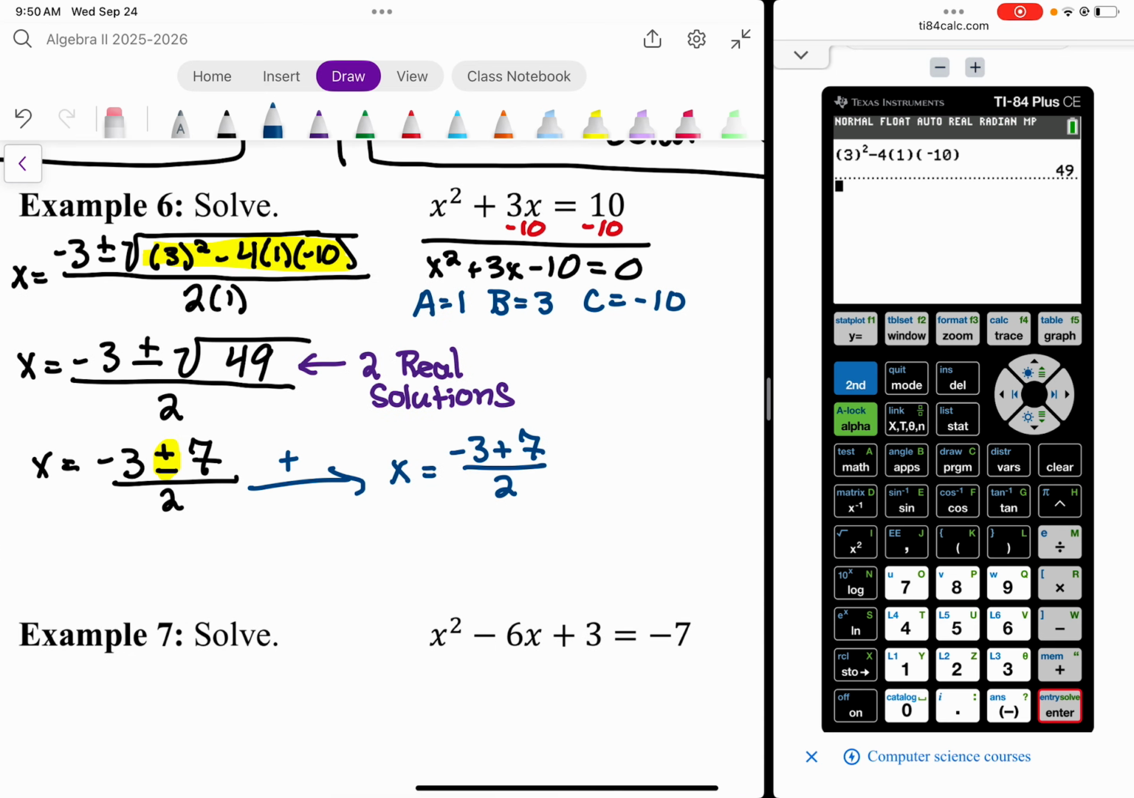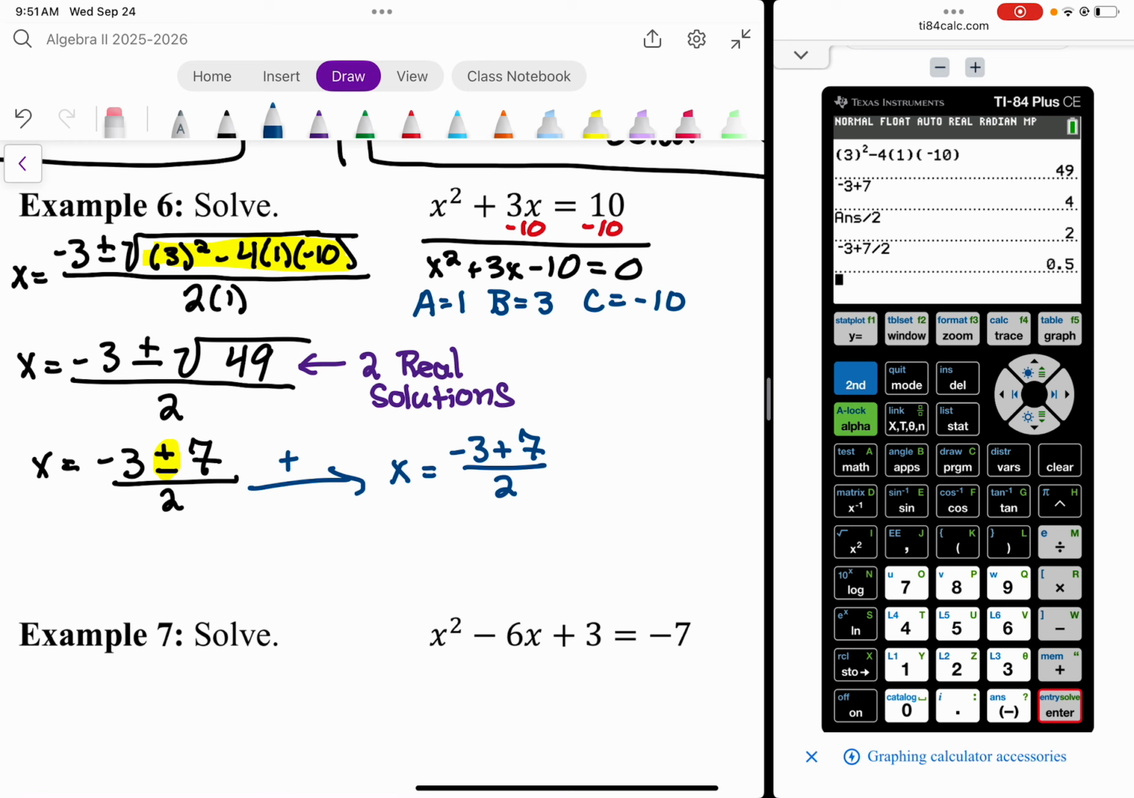If you are using your calculator to solve this, you need to either use parentheses around the top part, or you need to add them together, hit enter, and then divide by 2. So if you look at the calculator, you can see I added them together to get 4 and then divided by 2 to get 2. If you were to type this all together without using parentheses, you would get the wrong answer of 1/2.